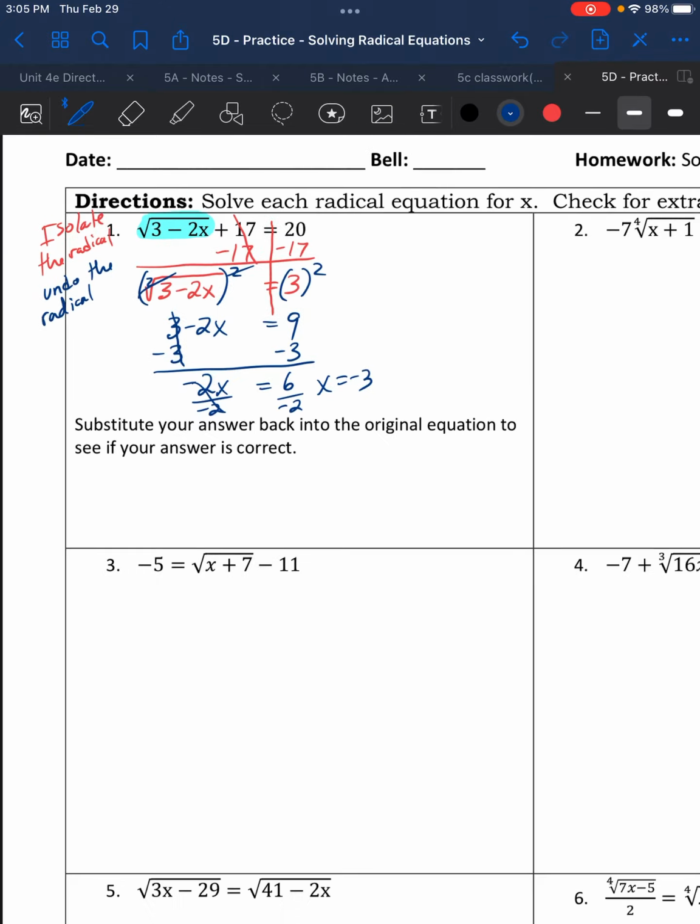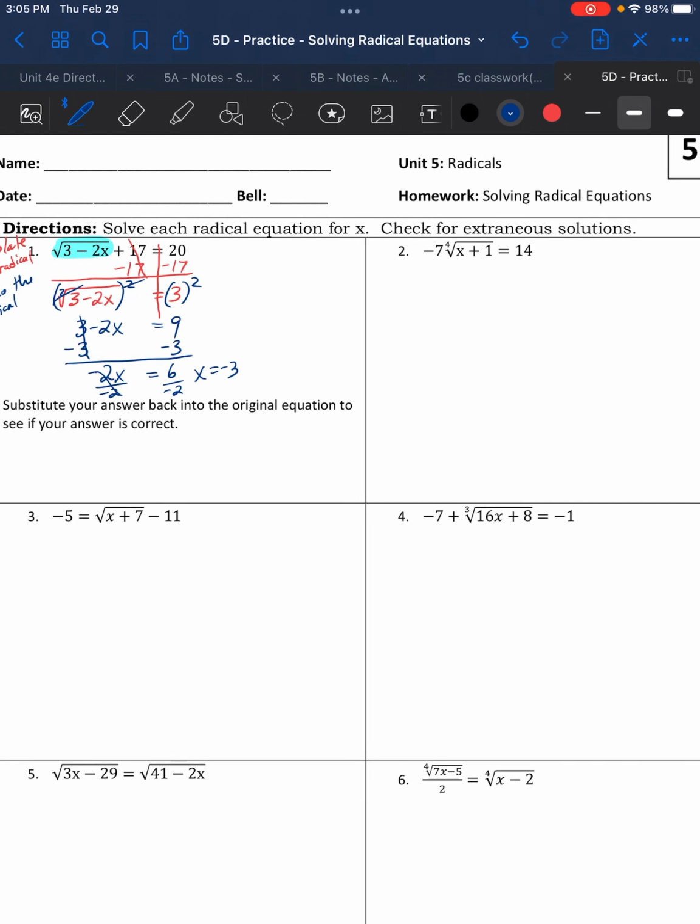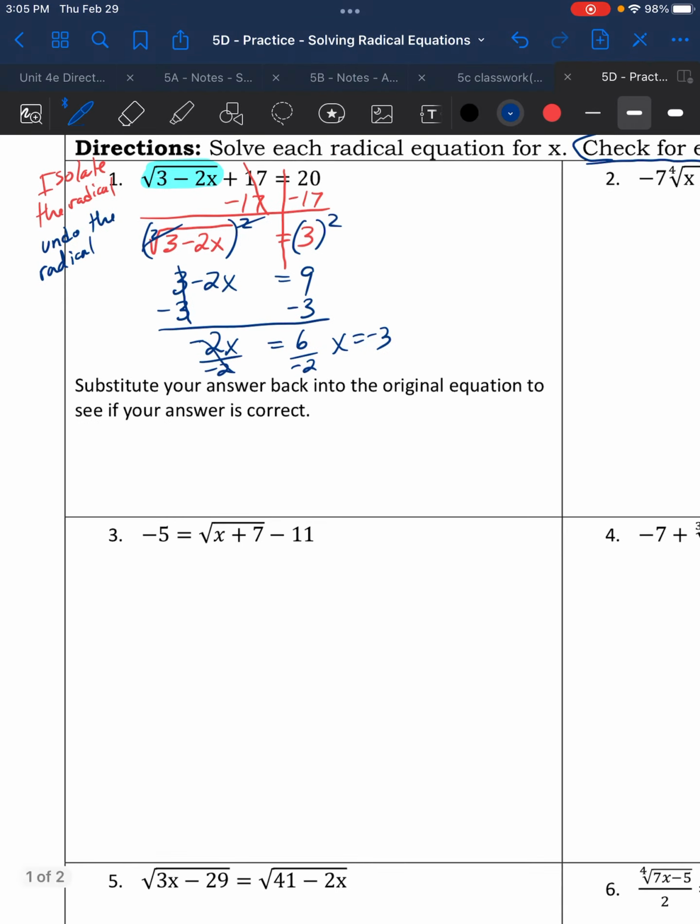Now we need to substitute back into the original equation. This is not to check your work. This is part of the actual problem. It's called extraneous solutions. Extraneous solutions are solutions that mathematically work out, like we already worked out that x is going to equal negative 3. But it's not a guarantee with radicals that it's going to work. So we're going to check here. By checking, all you need to do is substitute your answer, in this case negative 3, back into the original equation.